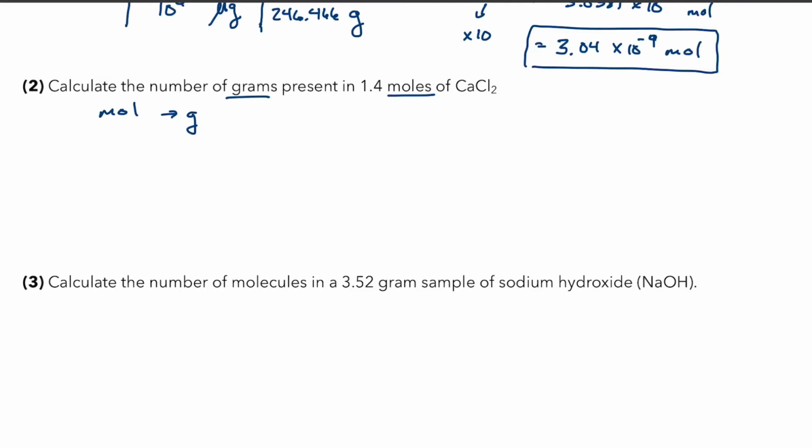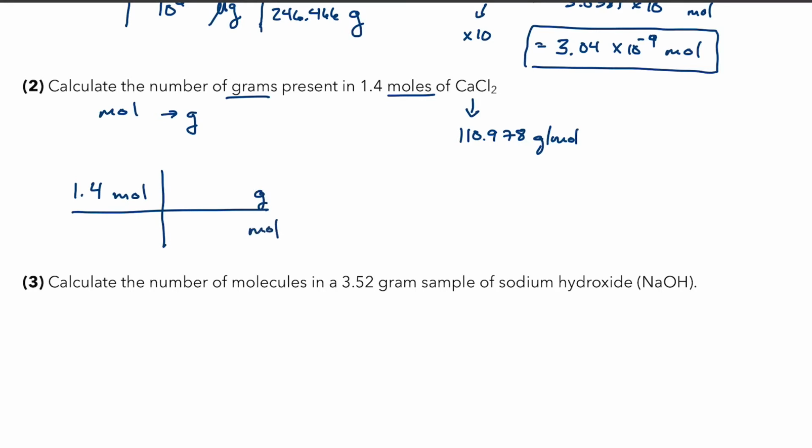Now I'm not going to write it out this time. I just wanted to do it once so that you could see it. So let's see, 40.078 plus 35.45 times 2. So the molar mass of calcium chloride is 110.978 grams per mole. Molar mass is always grams per mole. Note units. So now I just need to set up my train tracks again, 1.4 moles. This luckily is a one-step problem. That's always a good one.